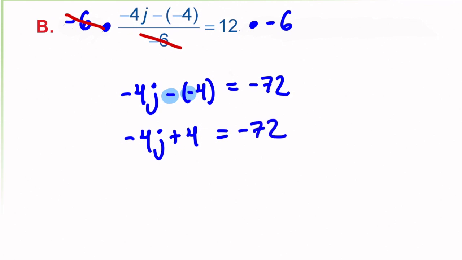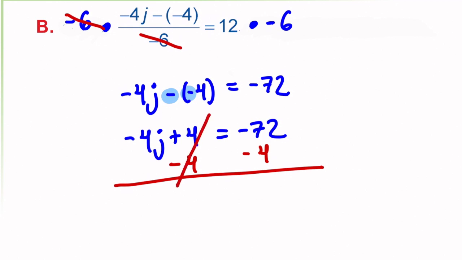Now let's try to solve the equation. So I'm not going to divide by -4. I need to get rid of the +4 first. So I need to do -4 on both sides of my equation. So -4 here, -4 there. So the +4 minus the 4 becomes 0, so I can cross them out.